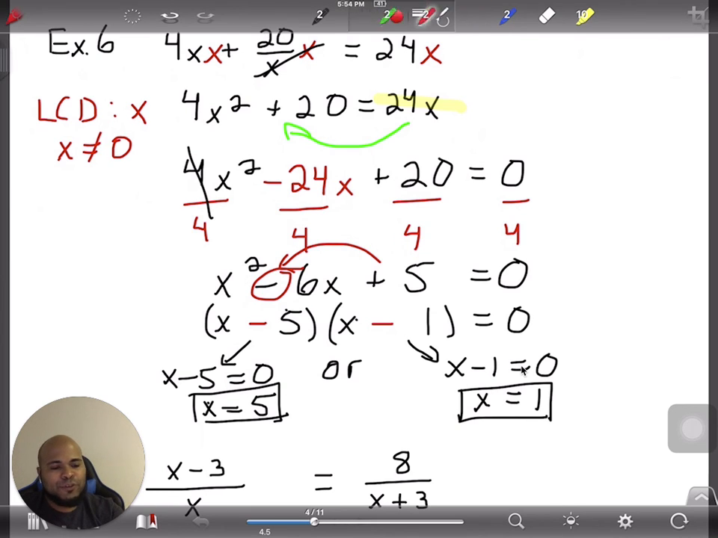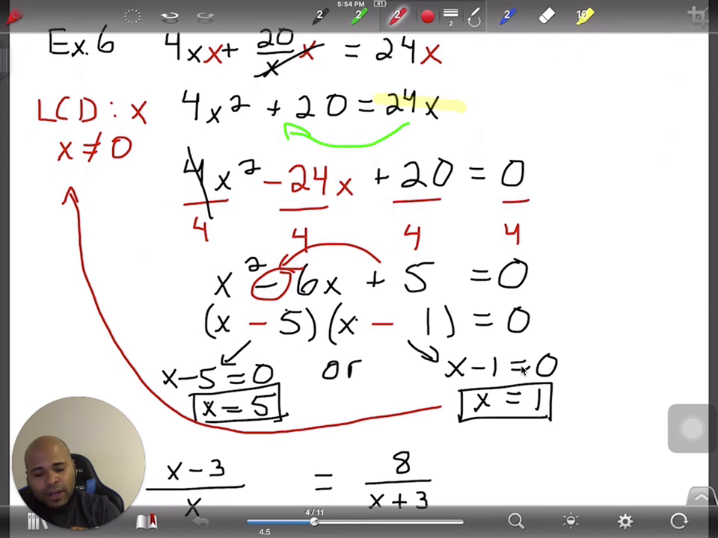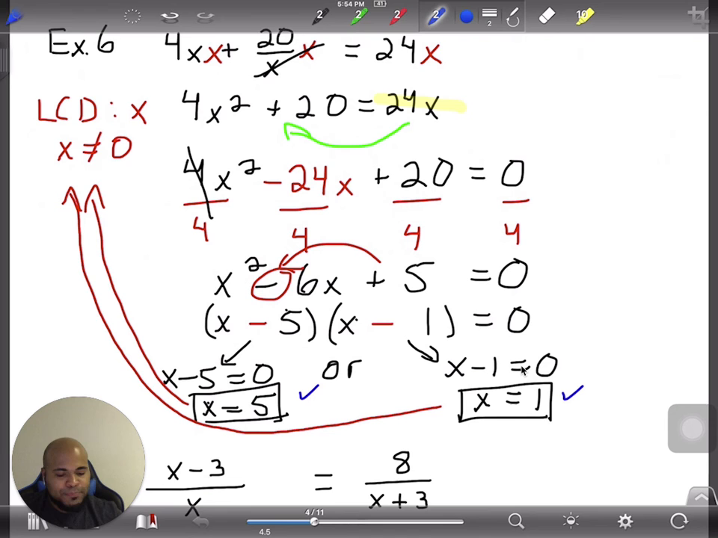Now I have to do that one thing and check if these are exclusions. But it looks like they're not. The only one that will not make this true is x equals 0. So these are my answers. Okay, x equals 5 and x equals 1.